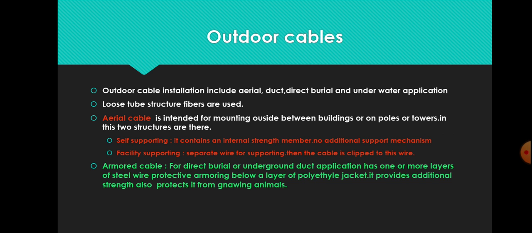Next is outdoor cables, and outdoor cable installation includes aerial, duct, direct burial, and underwater applications. Loose tube structure fibers are used in the case of outdoor applications. There are three types of cables: aerial cable, armored cable, and underwater cable or submarine cable. The first one is the aerial cable, and that is intended for mounting outside between buildings or on poles or towers. In this, two structures are there, that is self-supporting structure and facility supporting structure.